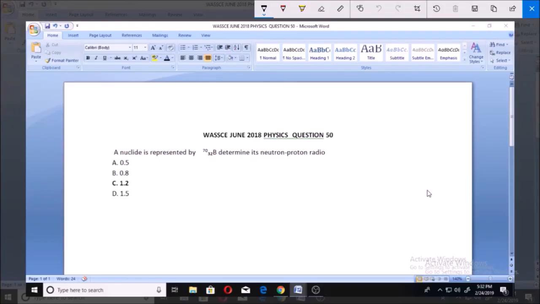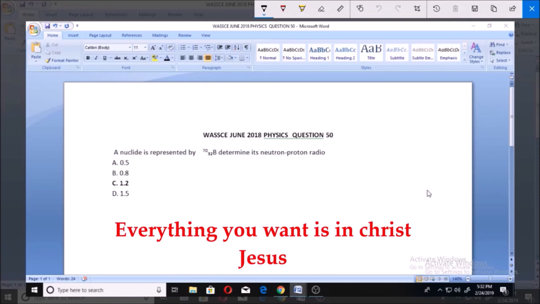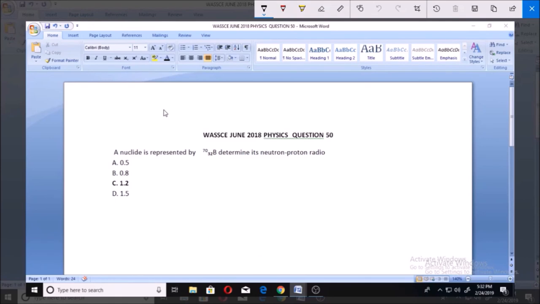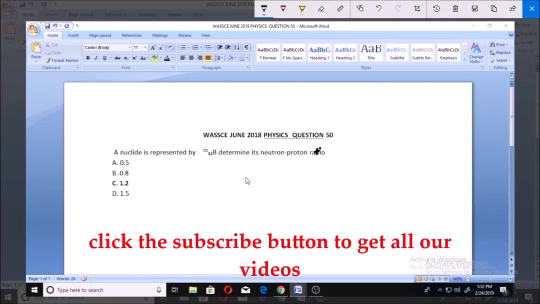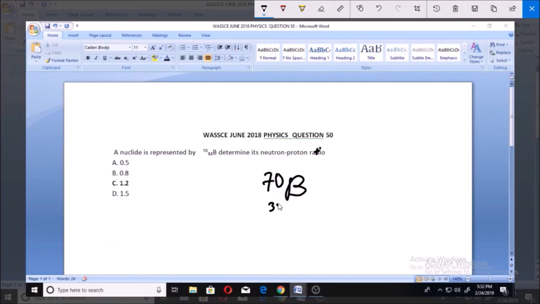Hello, welcome. Let's look at this WAEC physics 2018, question 50. A nucleus is represented by 70B32. Determine its neutron-proton ratio. Now, given that we have 70B32, it means that 32 is the atomic number, whereas 70 is the mass number.